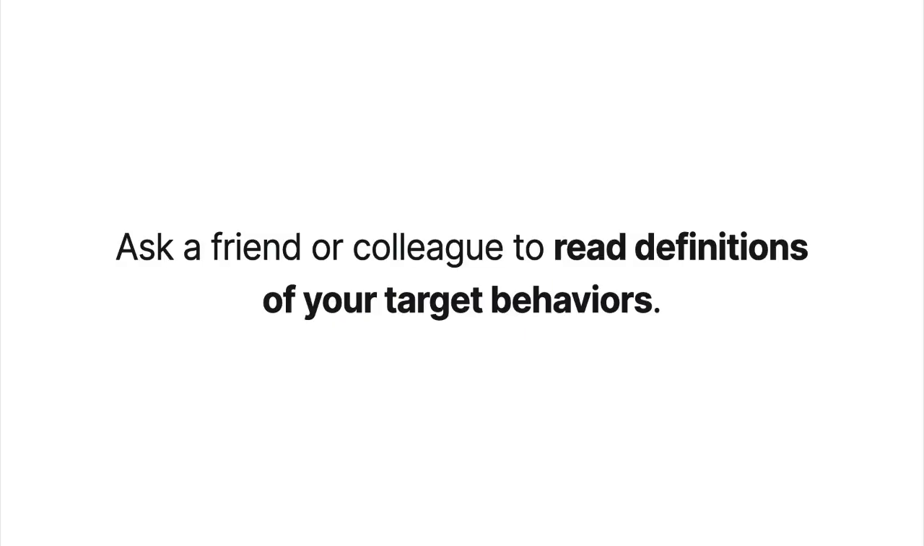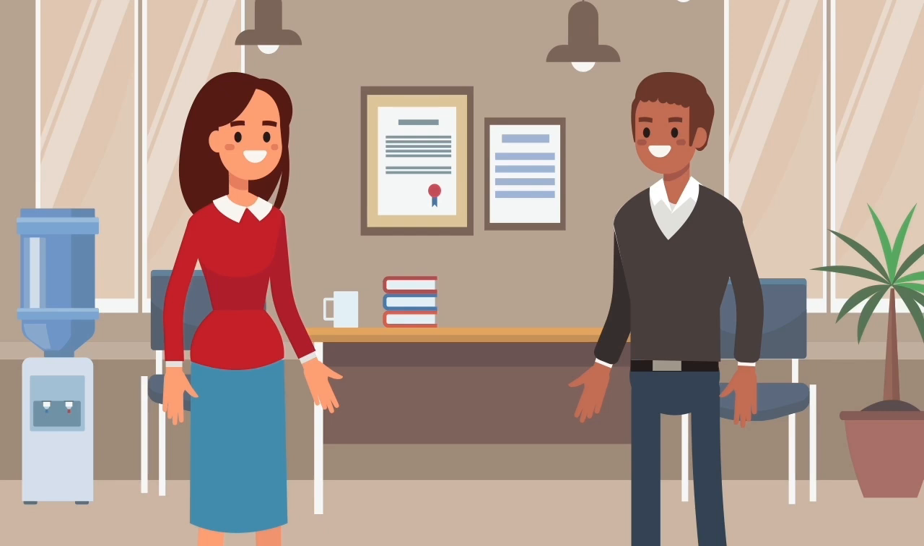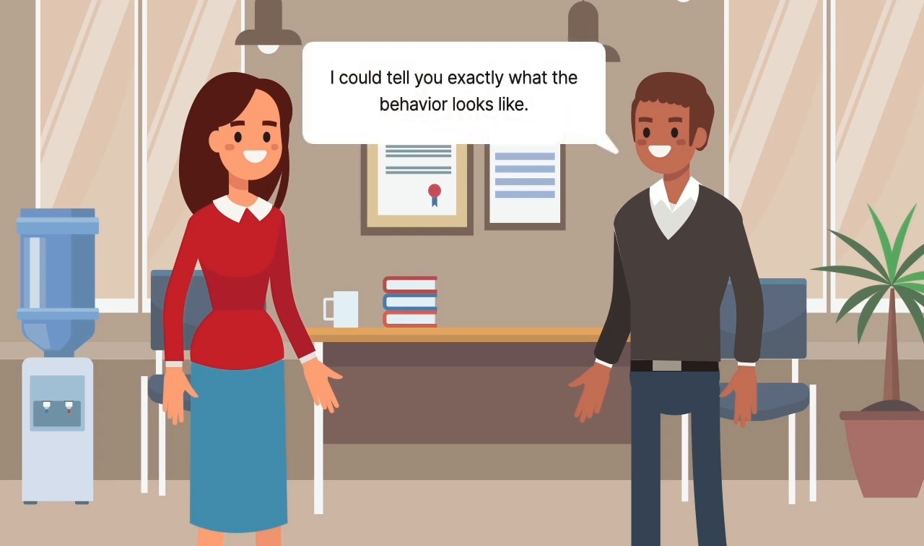For example, you can have a friend, a colleague, or even a significant other read definitions of your target behaviors you've written to see if they pass the stranger test. If they, likely not familiar with the student you're working with, could tell you exactly what it looked like when the student engaged in the target behavior, you'll know you have a clear and objective definition for our target behavior.